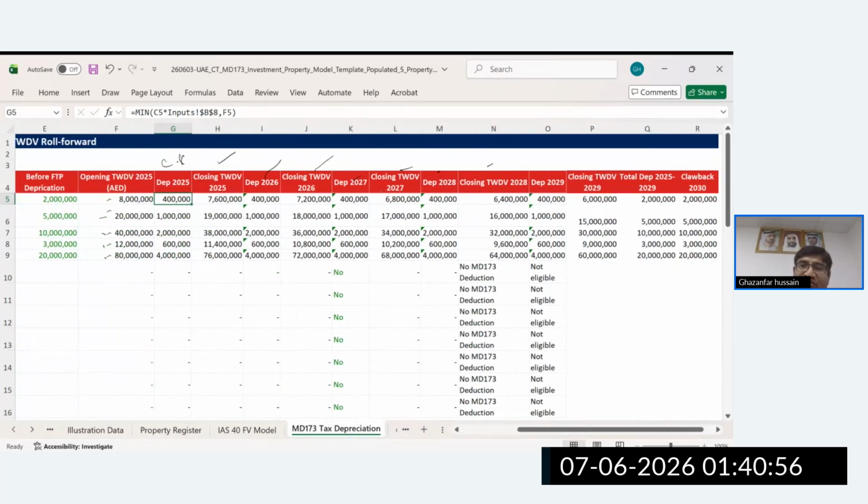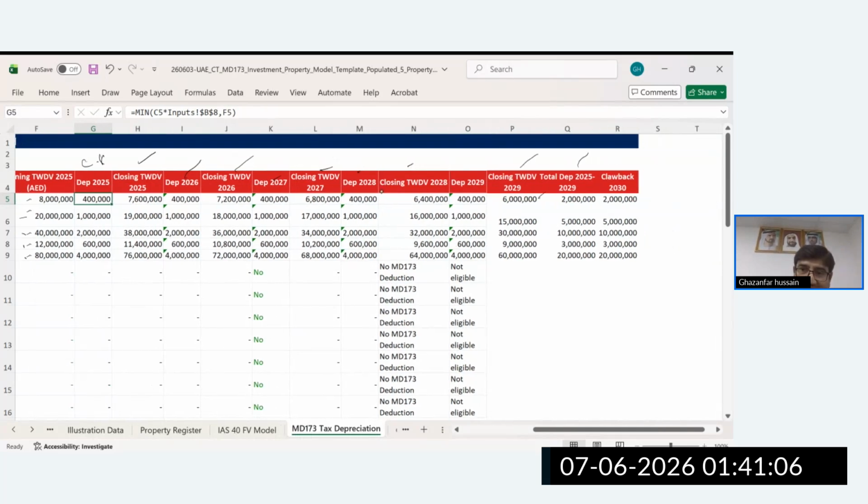So now the closing tax written down value is shown over here. The total depreciation that we charge is shown over here for this period. Then the next is the clawback. This depreciation that we are deducting, which means we are not paying the tax on it, will be taxable in the year of sale. So this is called a temporary difference.